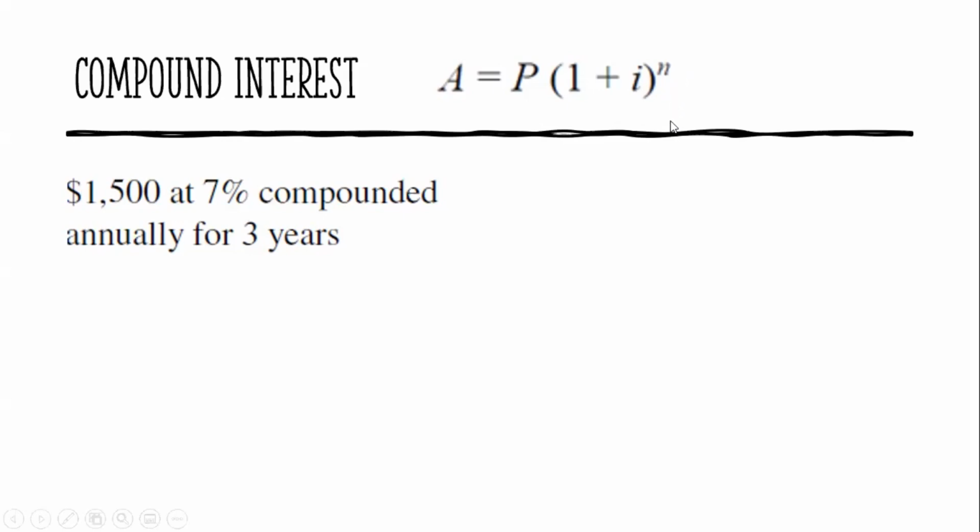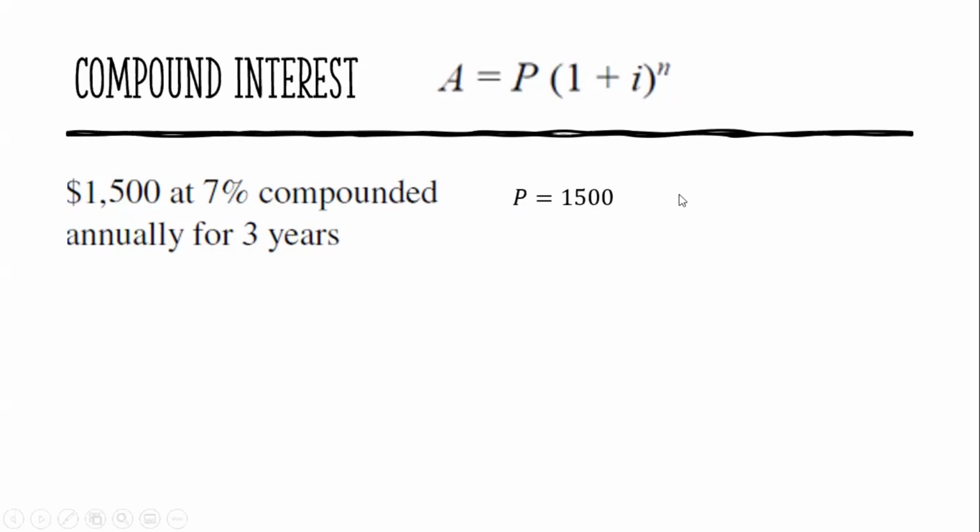Sometimes people refer to it as the PIN. So the P, I'll just walk you through the first one, is how much money am I putting into the account? So that's your $1,500 right there. So that's your P. P is the $1,500. The i is the interest rate, but now it says compounded annually. That's only once a year.